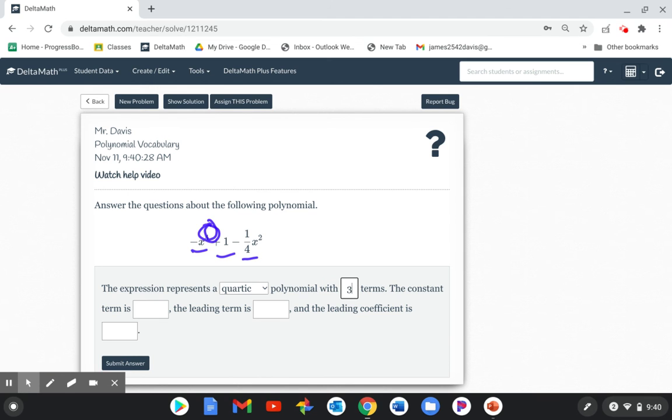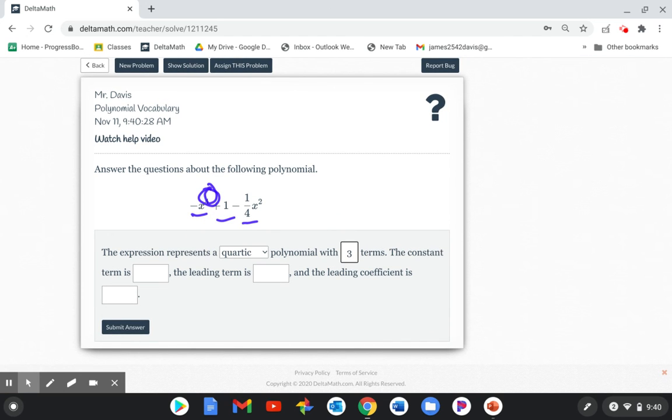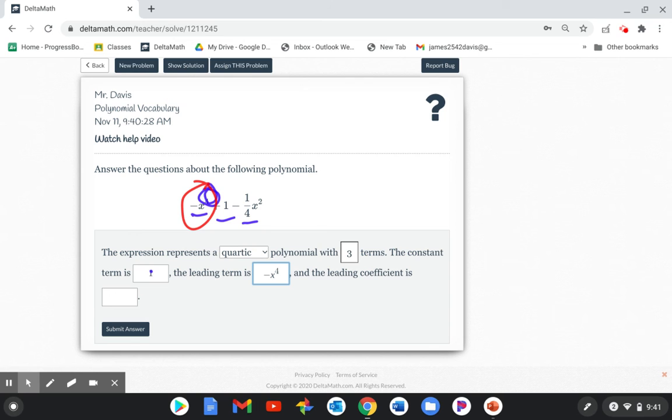The constant term is going to be this, just 1. The leading term, so if we're to put this in order, the first term wouldn't change. It's going to be the negative x to the fourth. It's our leading term. And last but not least, the leading coefficient is just the number in front. This one has a negative 1 in front. You can't see the 1, but it is there. So it would be a negative 1.